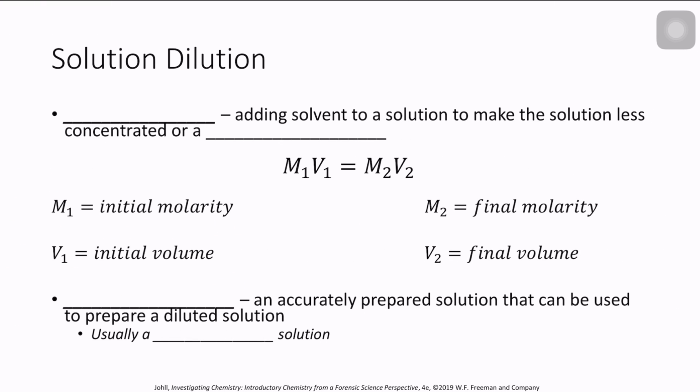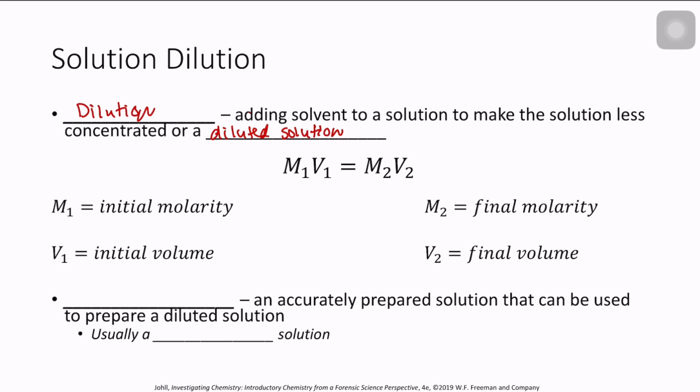Like we saw with the different types of solutions, you can have different amounts of solute. And if you change the amount of solute, then you're going to change the concentration. Dilution is the process of adding solvent to a solution. And when you do that, you make the solution less concentrated, or a diluted solution. And that diluted solution is going to have a lower concentration.